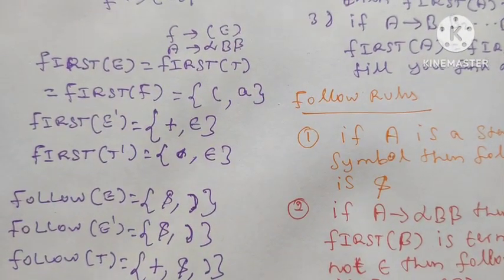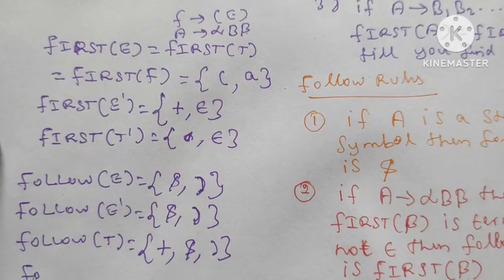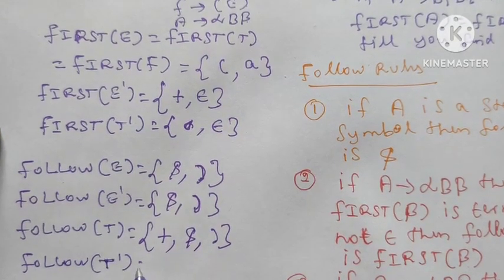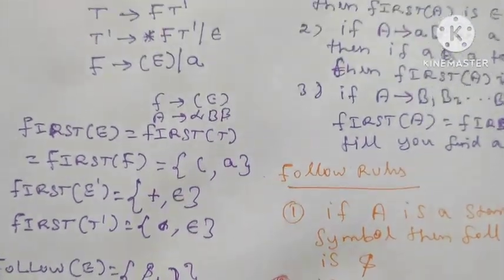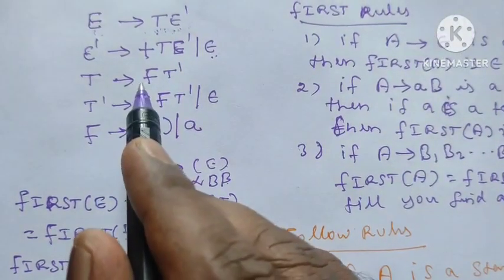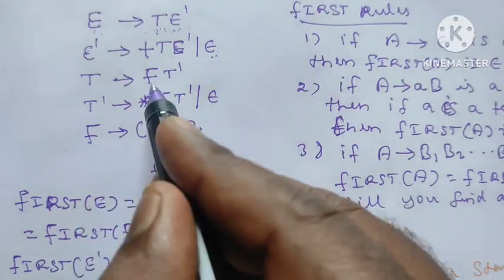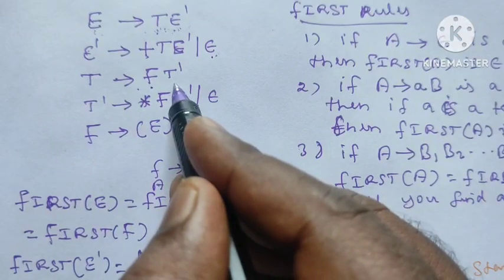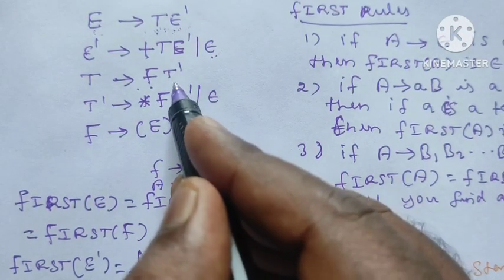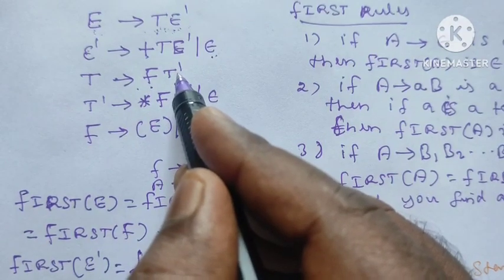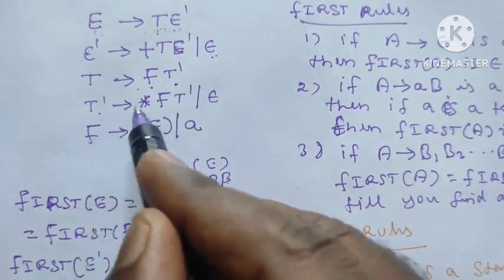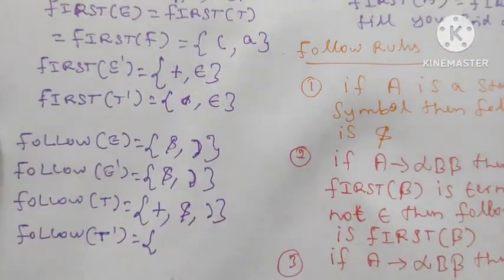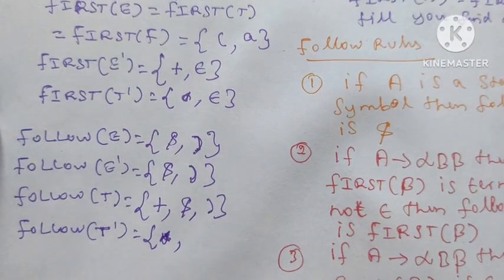Now find the follow for T dash. You take a production where T dash is on the right side. So I will take T tends to F T dash. T dash is on the right side. So alpha is this one, B is actually F, and beta is T dash. So first of T dash. When you find first of T dash, that is first of beta is first of T dash. So now T dash will be giving me the answer called star. I give a value called star here and write it as it is.